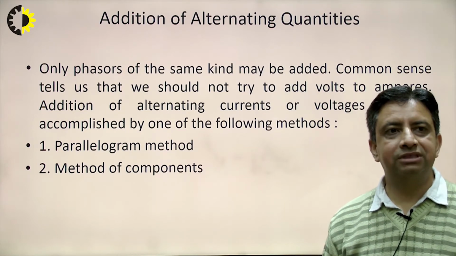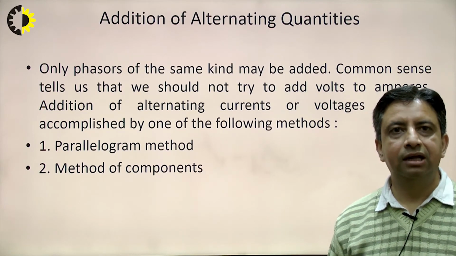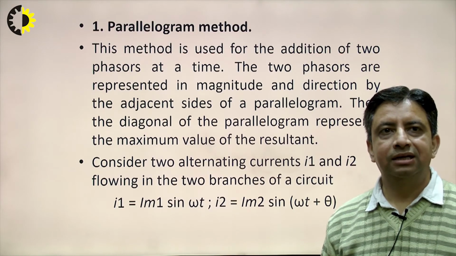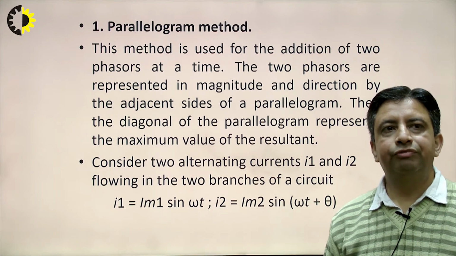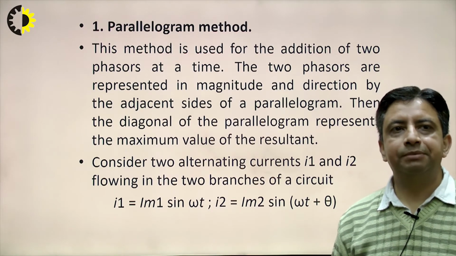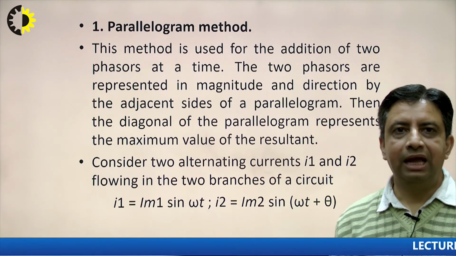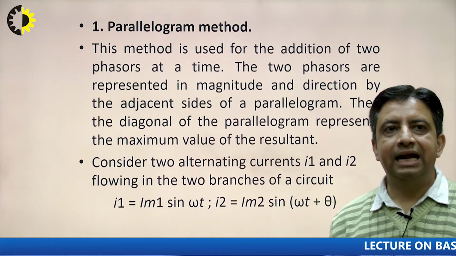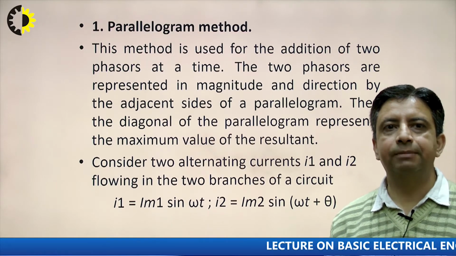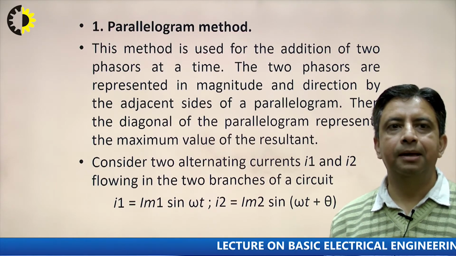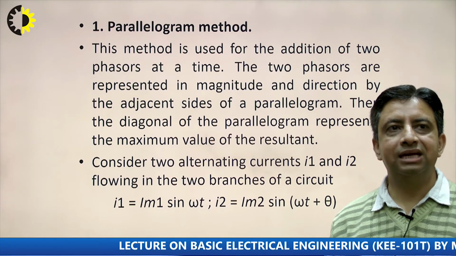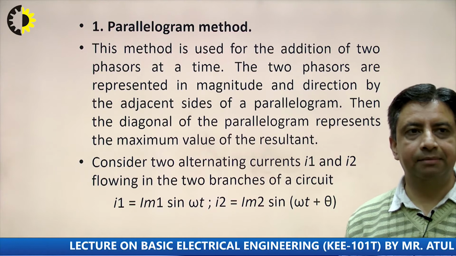As you have studied the parallelogram method in school also, in this method addition of two phasors can be done at a time. The two phasors are represented in magnitude and direction by the adjacent sides of the parallelogram. Then the diagonal of the parallelogram represents the maximum value of the resultant. To understand this method, let us take one example.